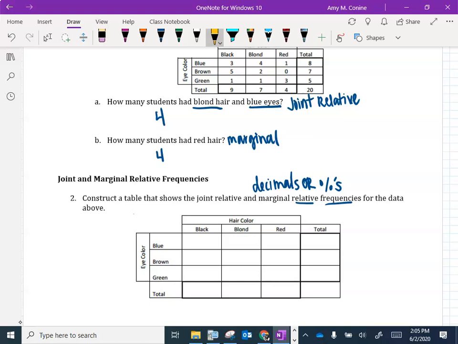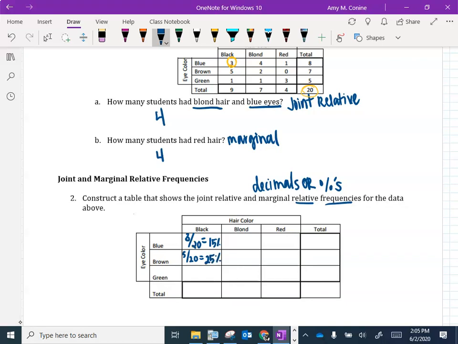All right, so looking at our table, we're going to take this first section, black hair and blue eyes. We have 3 students that said they have black hair and blue eyes, and we're going to divide that by the total number of students we have. So 3 students out of 20 students said black hair and blue eyes, and that as a percent would just be 15%. And we're going to do that for all of them. So black hair and brown eyes was 5. So 5 out of 20. That should be 25%.